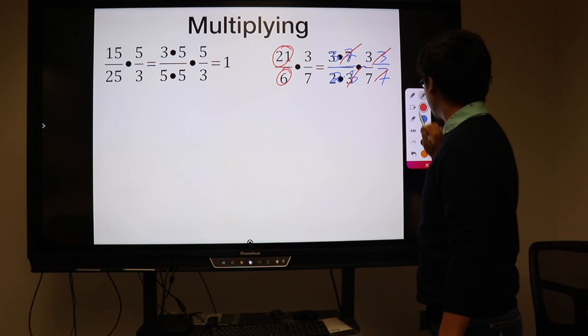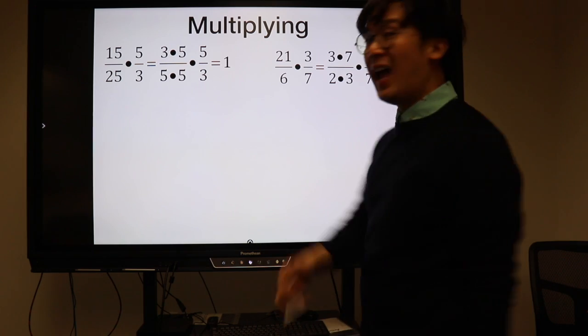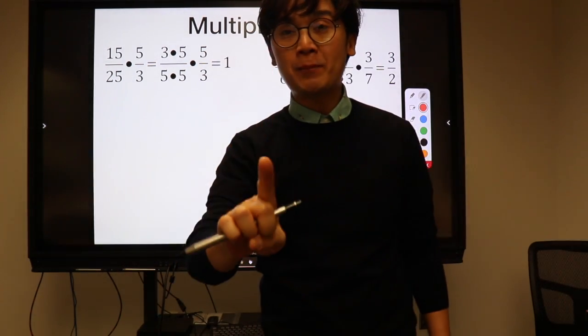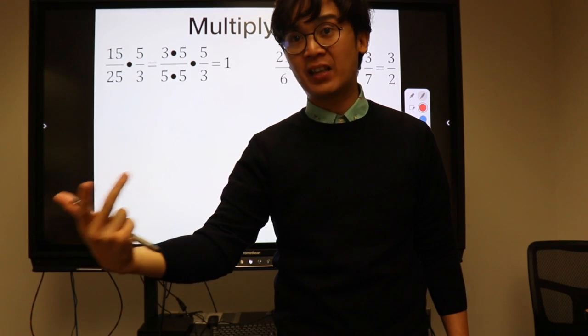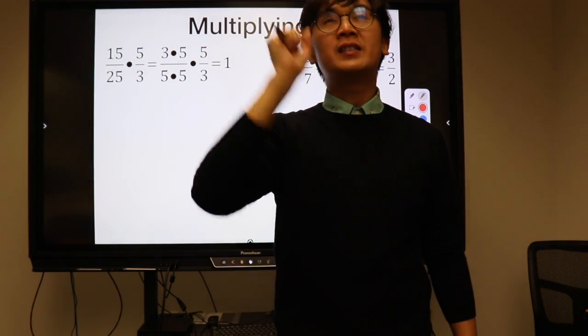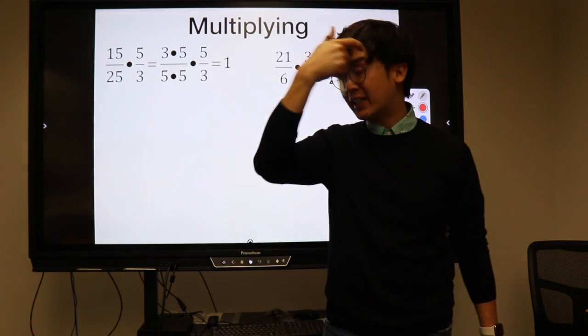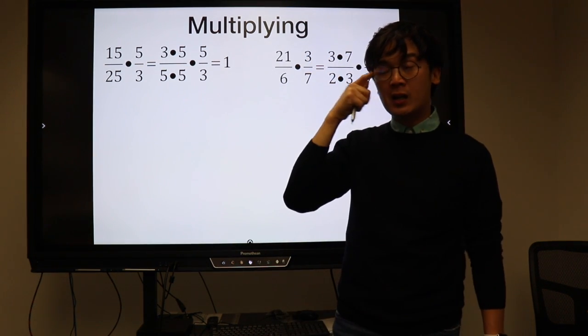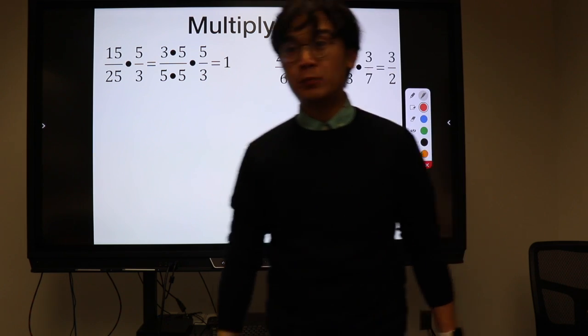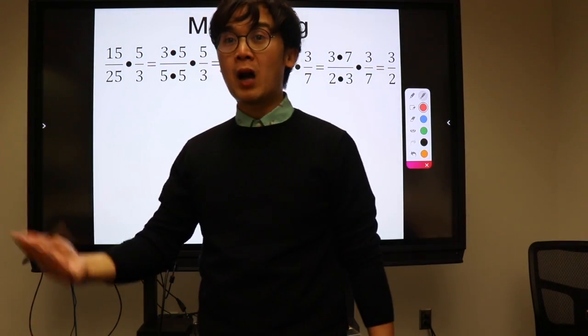21 over 6 times 3 over 7 is equal to 3 over 2. So what you're doing is you are simultaneously simplifying and multiplying fractions at the same time. That's why you need your technique, right? So this is your introduction to algebra, because this is how we multiply problems in algebra.